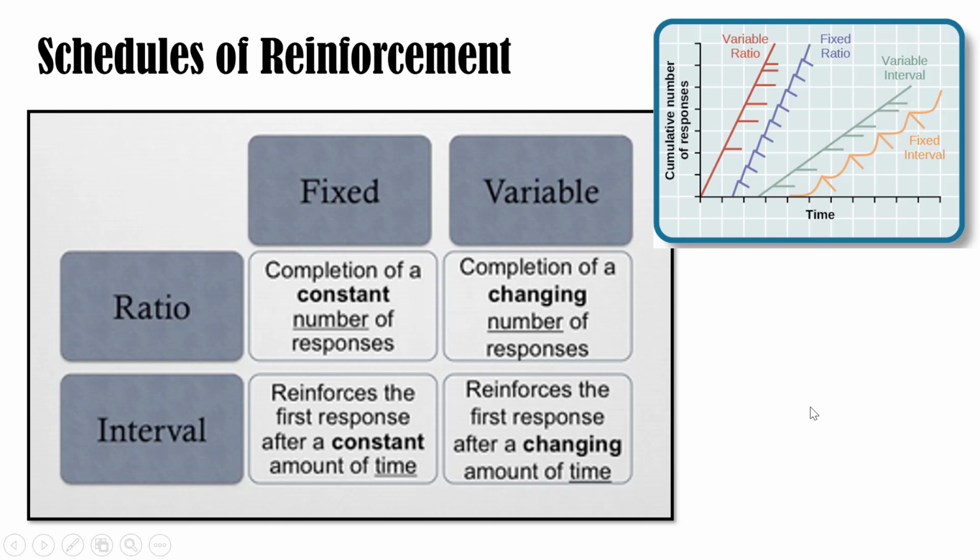So let's go through each of these. Let's talk about ratio schedules first. Ratio schedules depend on the number of responses. If you think ratio starts with an R, responses starts with an R: ratio, number of responses. So keep that in mind. When you're looking at the number of responses, if the learner has to make the same number of responses each time before they get their reinforcer, that means the number of responses is constant or fixed, and that would be a fixed ratio. If the learner has to make a variable amount of responses before they get their reinforcer, that would be a variable ratio. Let me give you some examples.